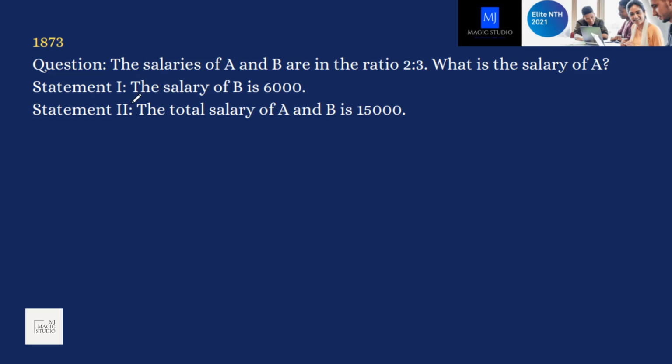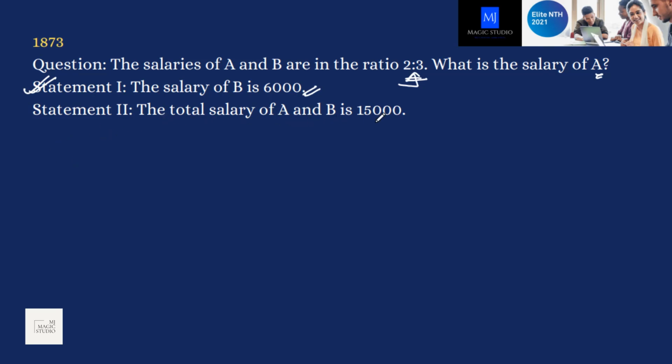Moving on, one more question from data sufficiency. The salaries of A and B are in the ratio 2:3. What is the salary of A? Statement 1: the salary of B is 6,000. With this we can easily find the salary of A, so statement 1 alone is sufficient.